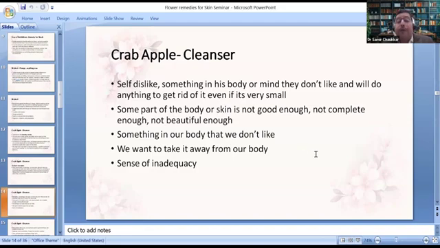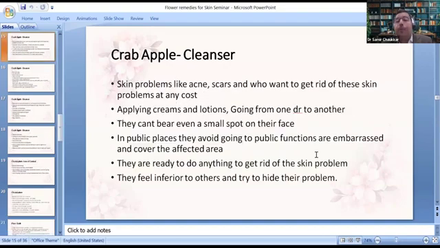We want to take it away from our body. Something on our body that we don't like, a sense of inadequacy. Skin problems like acne, scars, and they want to get rid of these skin problems at any cost. They apply lots of creams and lotions. When they come to you, they'll bring a lot of skin lotions, creams. They have done so many treatments. They have gone from one doctor to another.